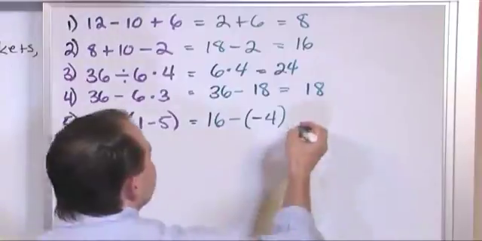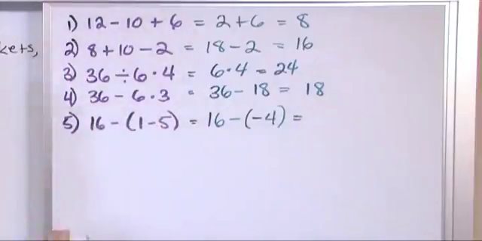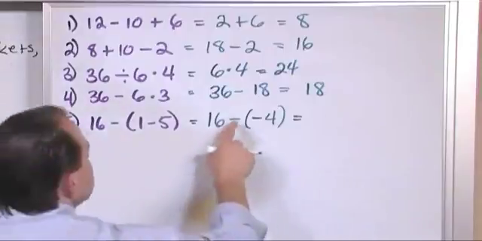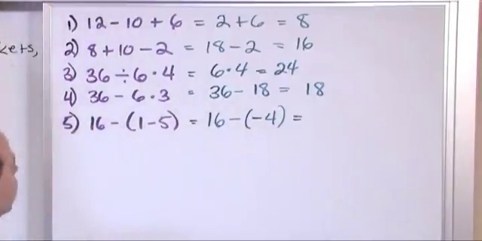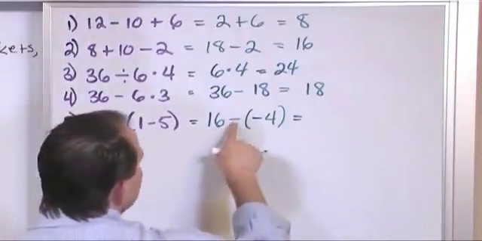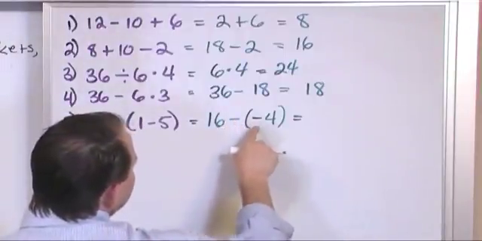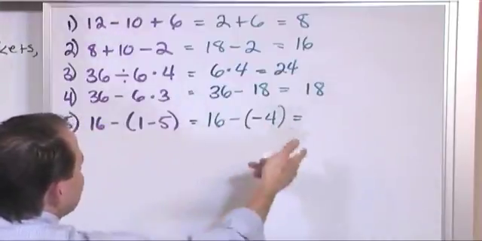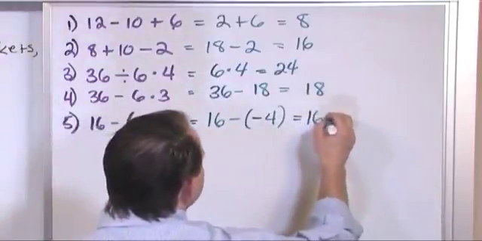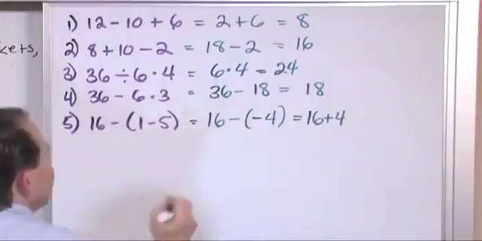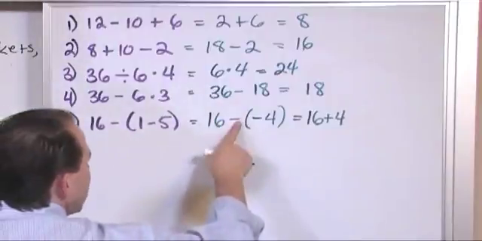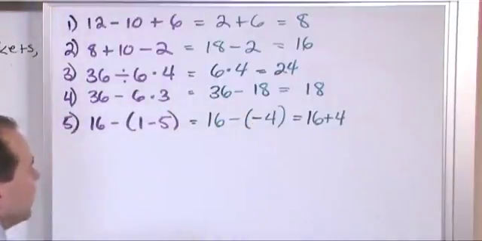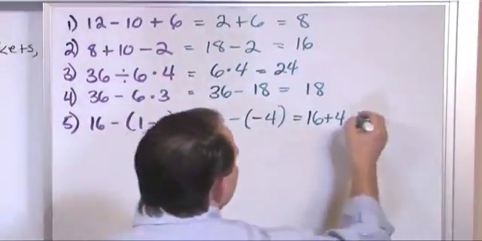Now here we have something interesting going on because what we have here is 16 minus a negative 4. In this case, it's basically multiplying this negative 1 out here by this negative 1 here, or you can think of it as adding the opposite. So this ends up becoming 16 plus 4. Really, this negative 1 out here is multiplying by that negative 1, giving you positive. 16 plus 4 is 20.